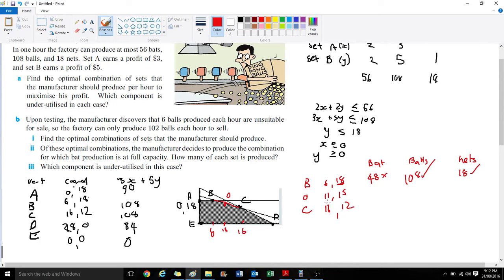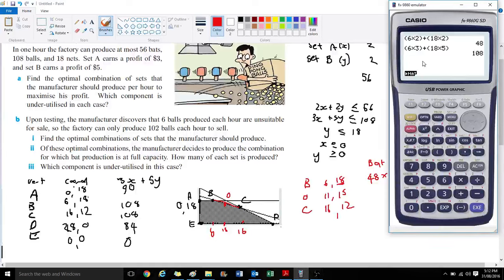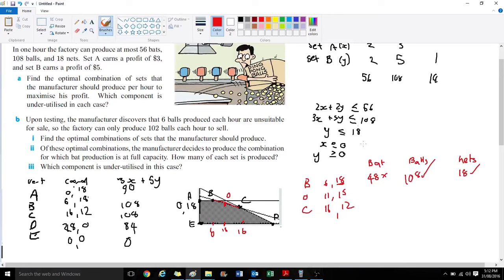Alright, this time we've made 11 sets of A, 15 sets of B. So if we've made 11 sets of A, we've got 11 times 2 plus 15 sets of B, 15 times 2. This is equal to 52. So in case C, we've used 52 bats, but we still have 4 left over. We're not using all of the bats.